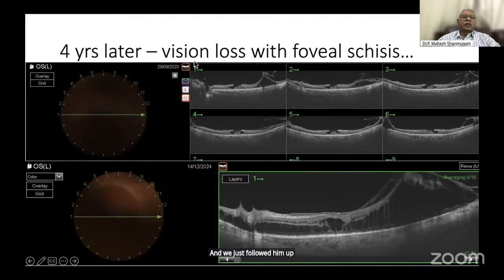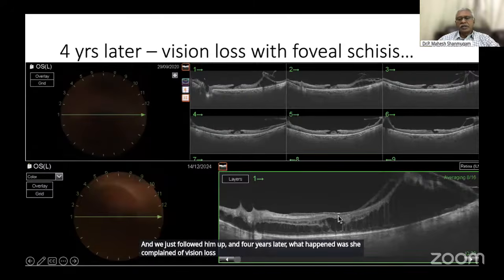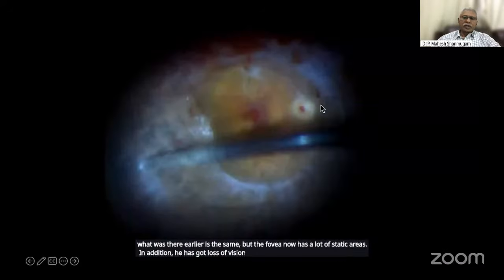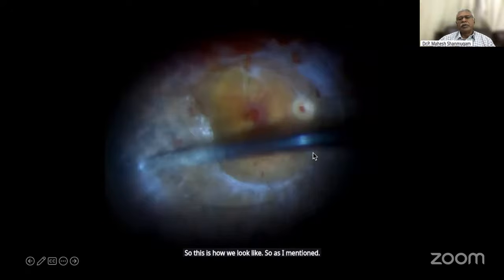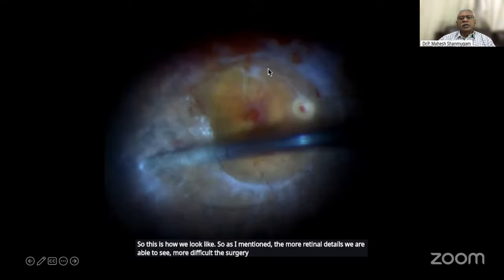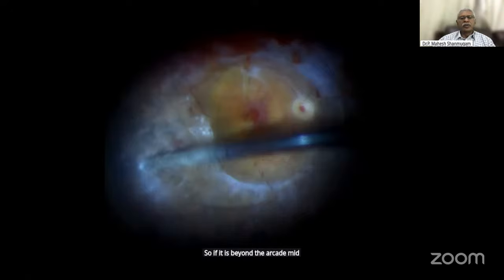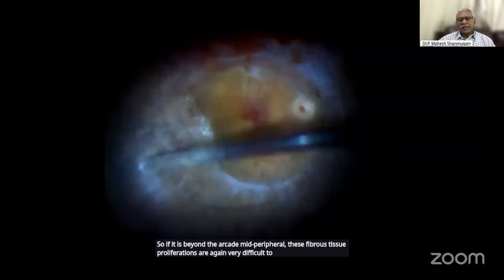And 4 years later, he complained of vision loss. So what we see is the flat traction has increased, giving rise to a schisis. And though the traction retinal detachment that was there earlier is the same, the fovea now has a lot of schitic areas. In addition, he has got loss of vision. So this is how he looks. As I mentioned, the more retinal detail we are able to see, the more difficult the surgery. And you can see the vessels are all pretty much attenuated or sclerosed, and the disc is also pale. And the fibrous tissue proliferation is flat and mid-peripheral. If it is beyond the arcade, mid-peripheral, these fibrous tissue proliferations are again very difficult to dissect. And this area of the retina is thin, ischemic, and is likely to tear very easily.